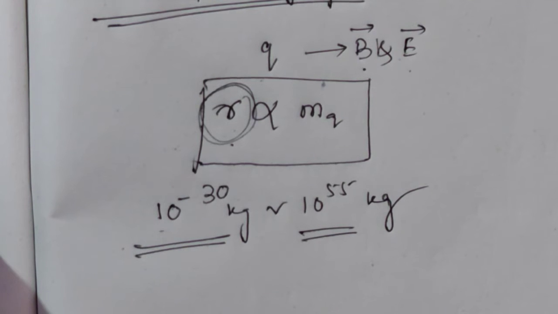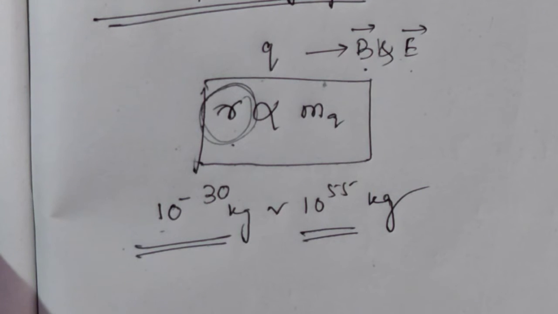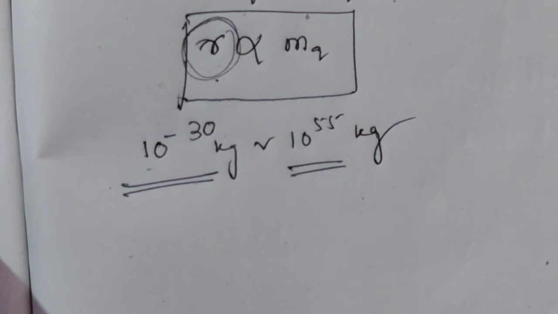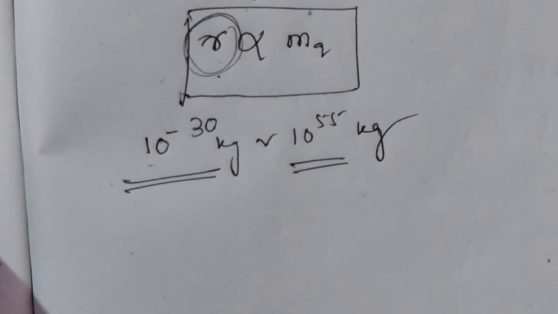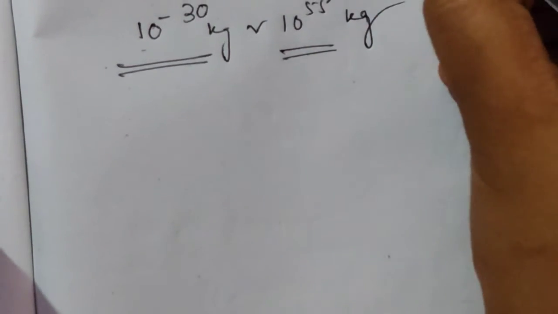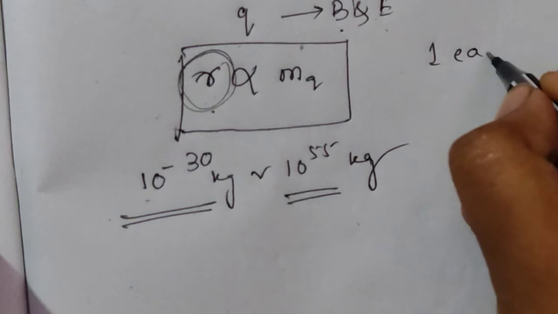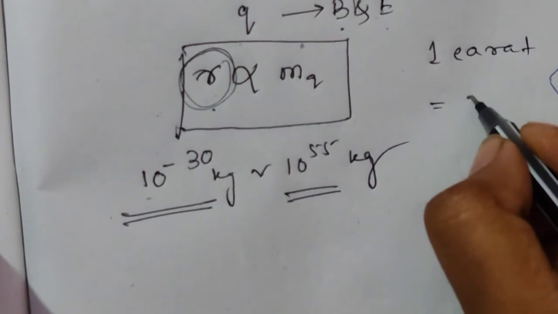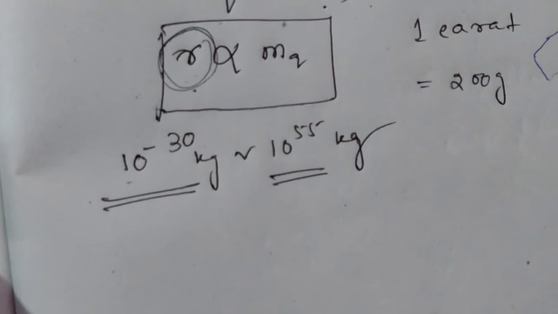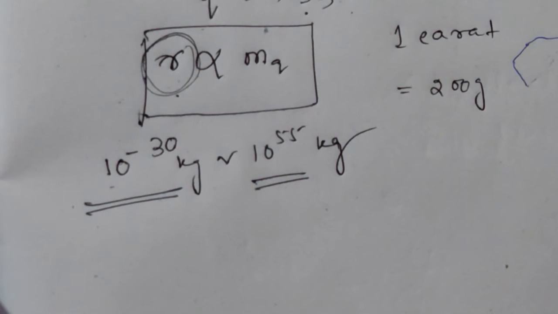Like we use 1 quintal, which is equal to 100 kg, and we have 1 pound also, and also the most physically known concept, that is 1 carat, which is used for the measurement of mass of gold. And remember one thing, that 1 carat is equal to 200 gram. Okay, 1 carat is equal to 200 gram.